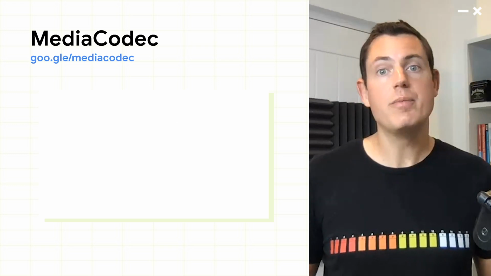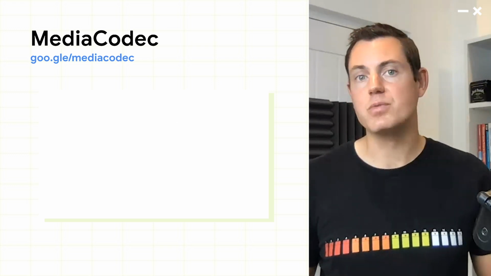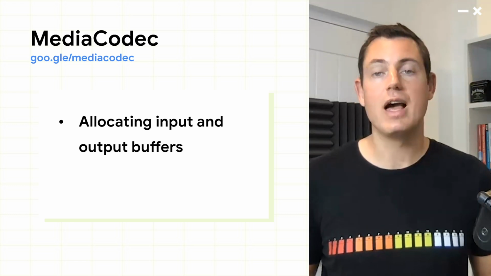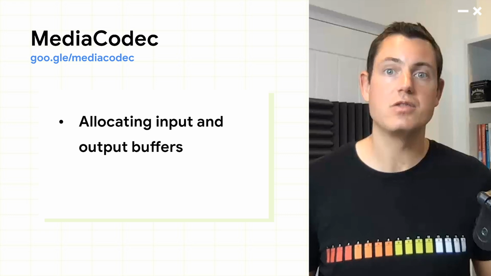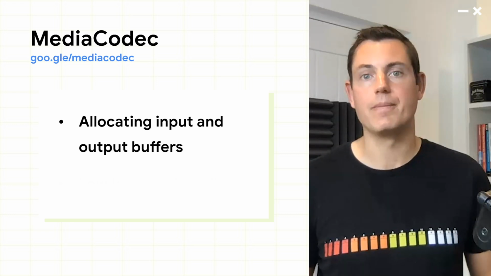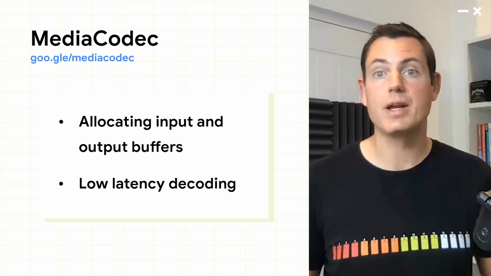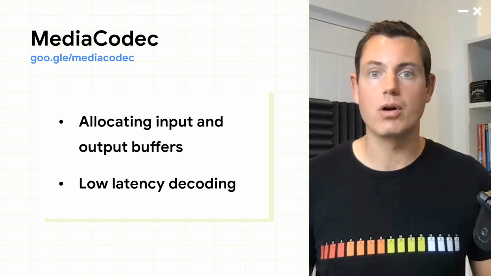In Android 11, the Media Codec API has had some updates as well. You now have more control over allocating input and output buffers, allowing you to manage the memory associated with encoding and decoding more efficiently. There's also support for low latency decoding, which is particularly useful when streaming live content such as games and live broadcasts.